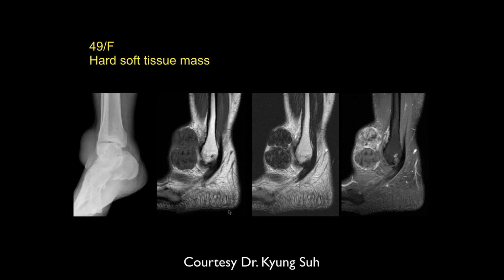Okay, we got a 49-year-old female with hard soft tissue mass. We got a lateral or oblique radiograph of the ankle, which shows a subcutaneous mass anterior to the ankle joint. And we have this correlate on the MR. It looks like a T1, T2, and maybe a T1 post contrast.